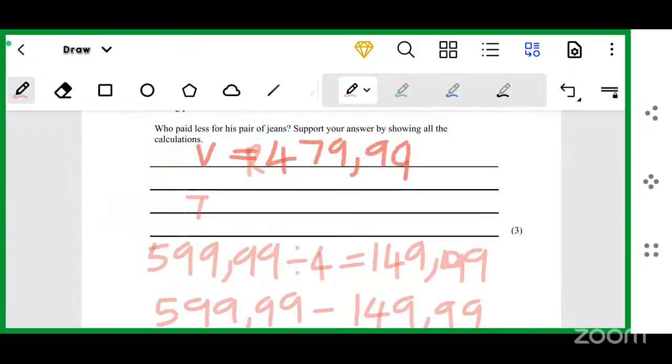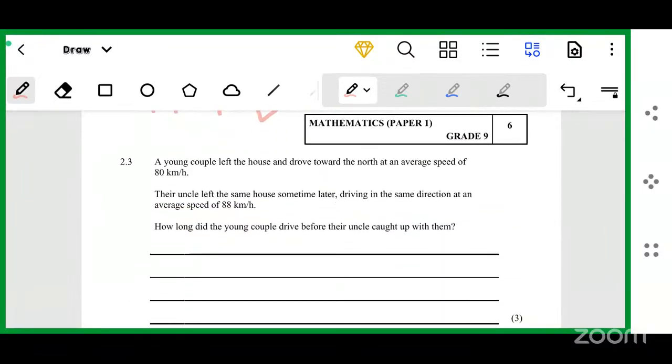So let me see. Yes. So 2.3 says a young couple left the house and drove towards the north at an average speed of 80 kilometers per hour. Their uncle left the same house sometime later, driving in the same direction at an average speed of 88 kilometers per hour. So the question says, how long did the young couple drive before their uncle caught up with them? So how are you going to do this one?